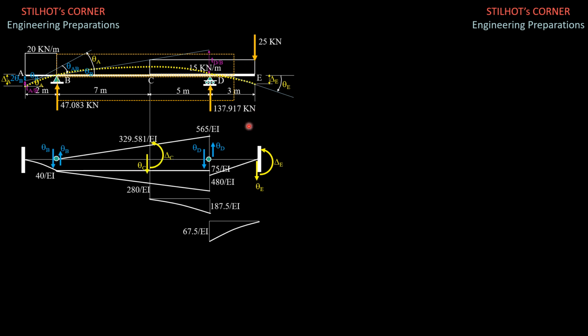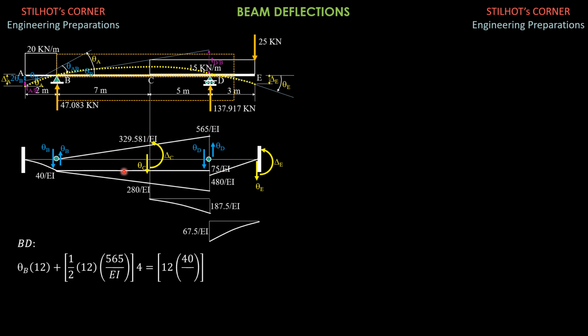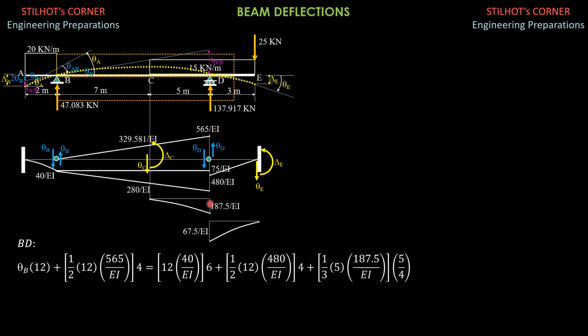And lastly, for the slope and deflection at C by the conjugate beam method. So let's consider BD, and we sum up moments about B equals 0. So we have theta B times 12 plus 1/2 of 12 times 565 over EI times 4, then equals 12 times 40 over EI times 6 plus 1/2 of 12 times 480 over EI times 4 plus 1/3 of 5 times 187.5 over EI times 5/4. Solving for theta B is equal to 102.552 over EI.